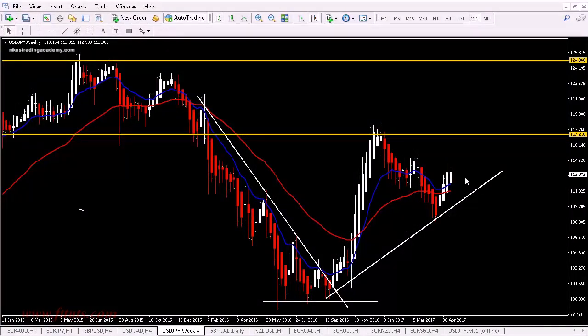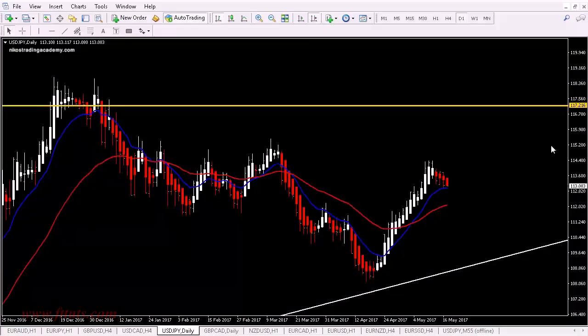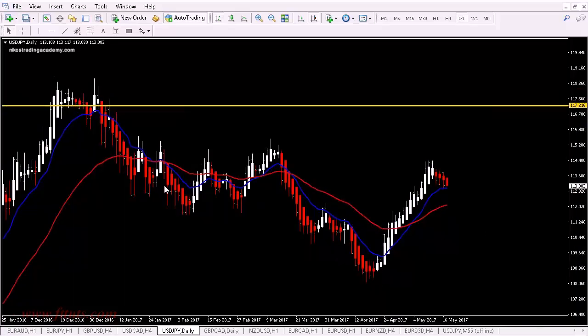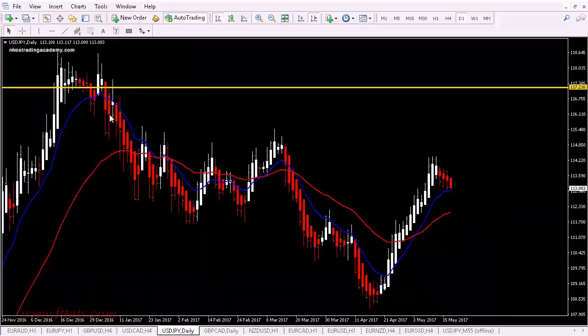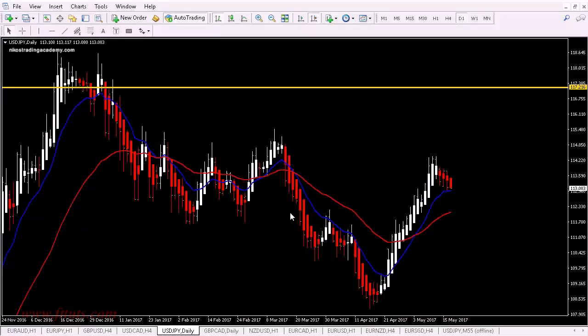Okay, now what about the daily chart? If daily and weekly trend lines are in the same area, they're very, very powerful. If not, you rather look for daily trend lines because they're closer to price action and closer to your live real trading.